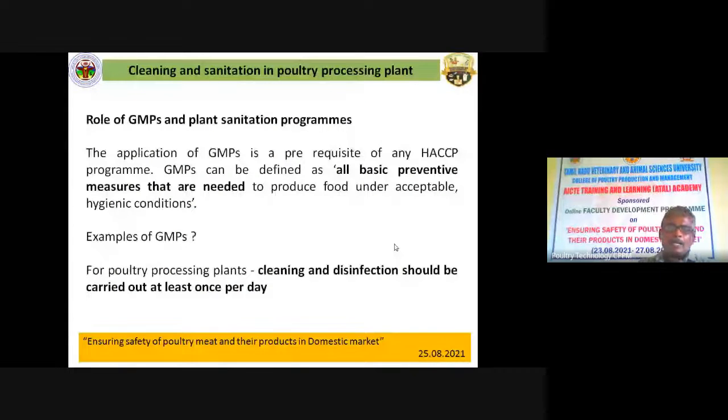Then GMP is one of the prerequisite programs in any food processing plant, and it has a definite link with the plant sanitation program.